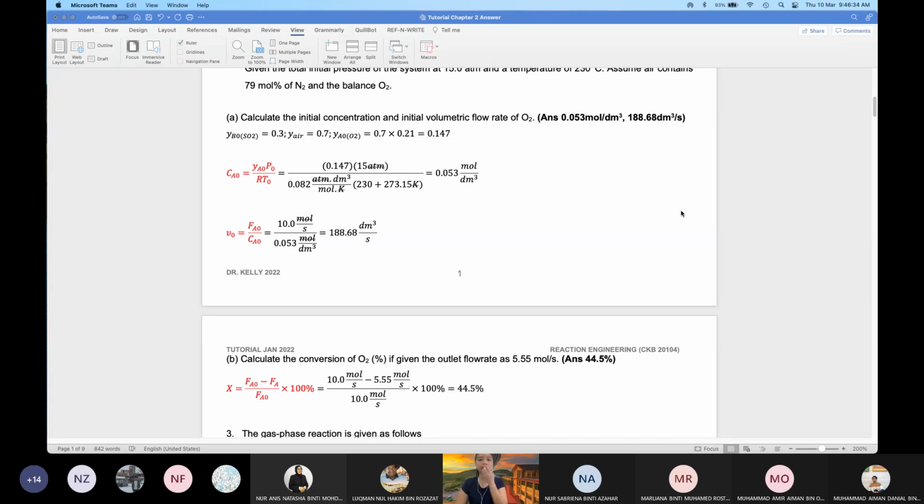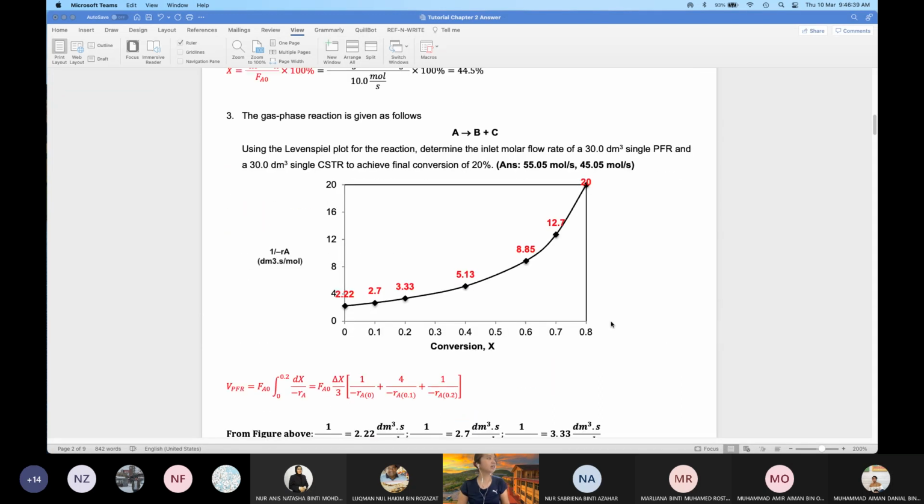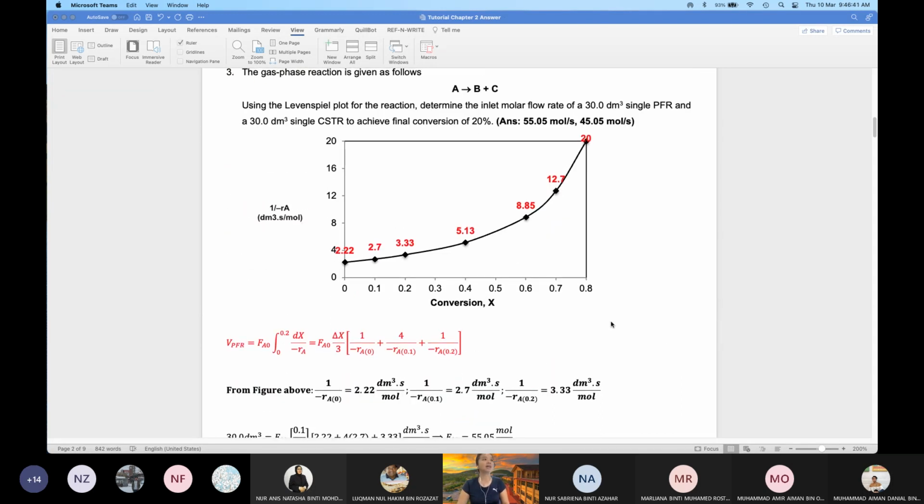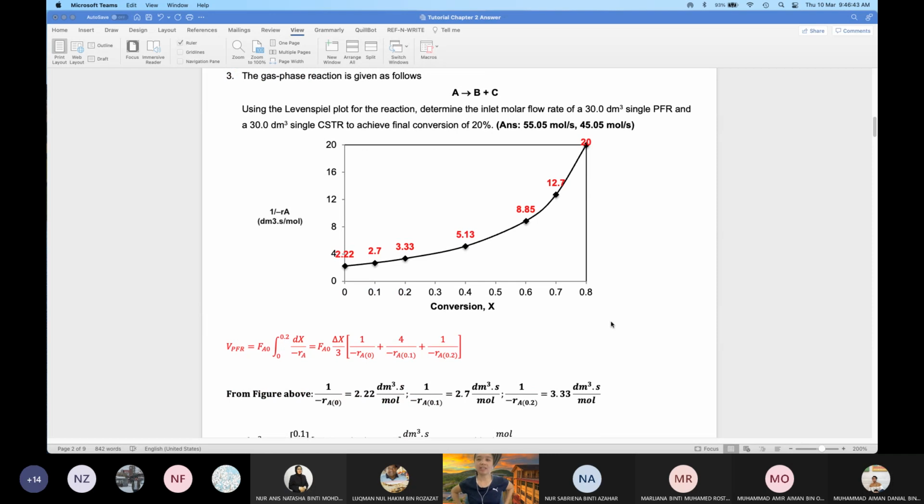Okay, alright. So done question 1, question 2. We will proceed to the next question. So next question ni dah on the design of the reactor. So question 1, question 2 is just introductory. Now we go to the question that touches on the Lorentz-Spear plot ataupun dengan table yang kita dah belajar how to find the volume.